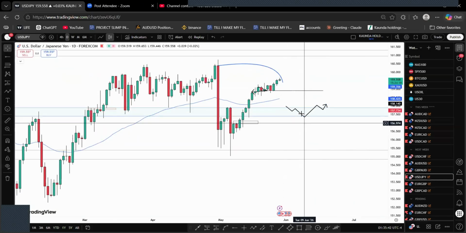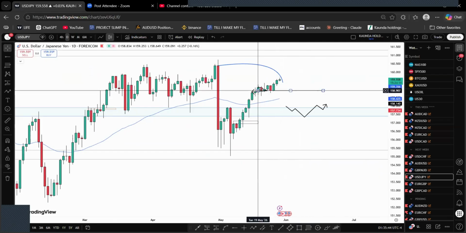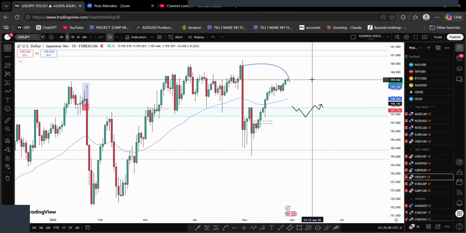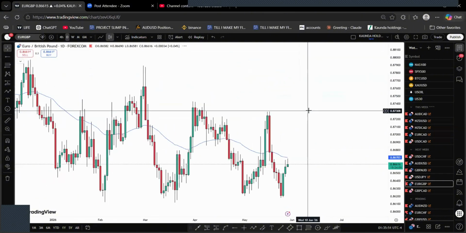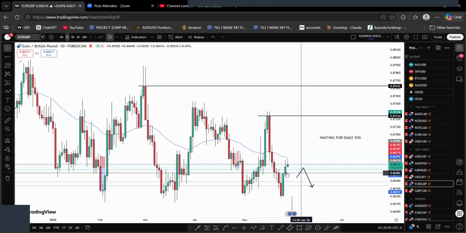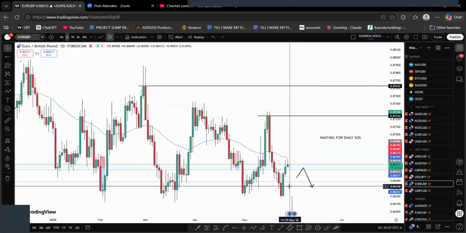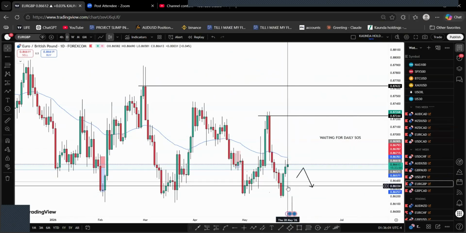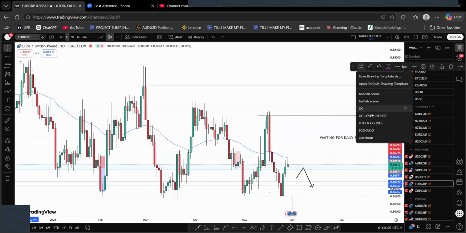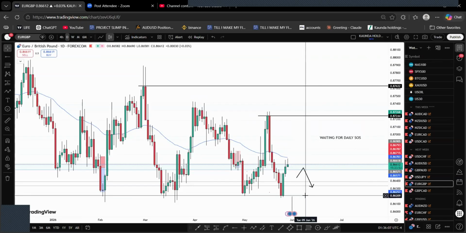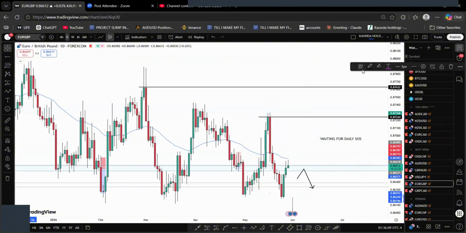USDJPY, we needed this retest, we didn't get it. Price decided to buy. So it's the only way we can buy. EURGBP, I want to see how the daily will react at this zone. Then I'll decide whether we'll sell next week or not. Let me do this. Let me do that.